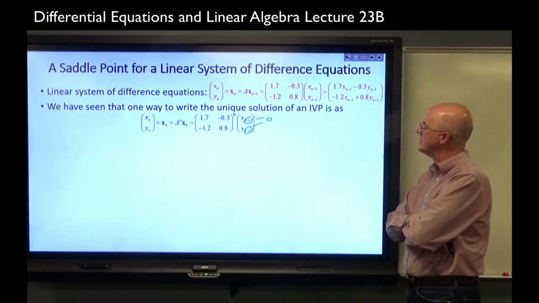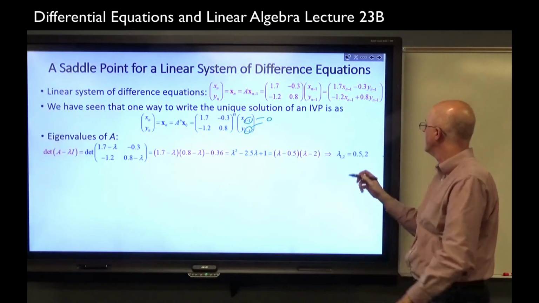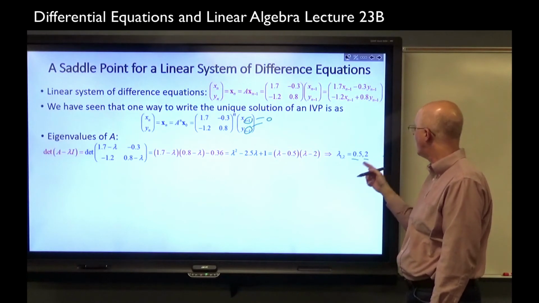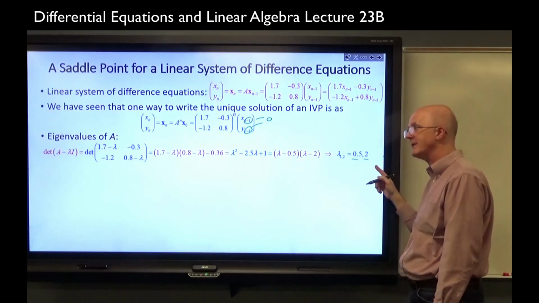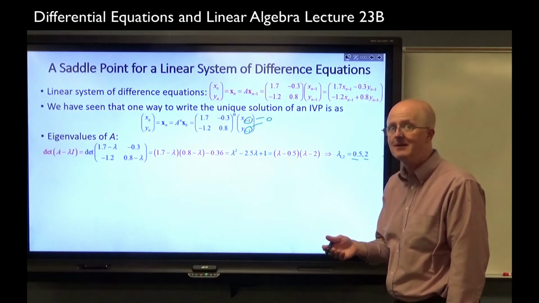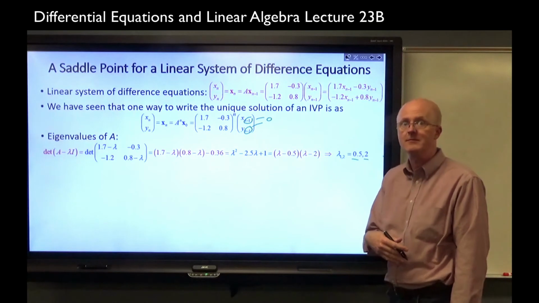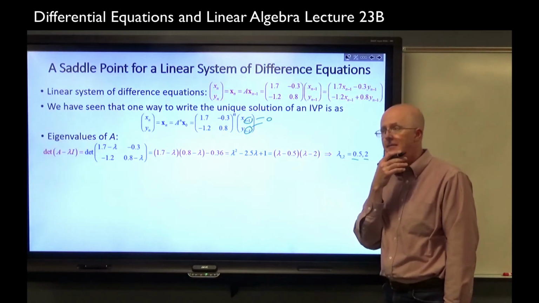Once again, we can avoid doing A to the nth power by using eigenvalues and eigenvectors. The eigenvalues are 0.5 and 2, one with an absolute value less than 1, and one with an absolute value bigger than 1. That's why this gives us a saddle. Part of the solution goes to 0 as n goes to infinity, and part of it goes to infinity as n goes to infinity.